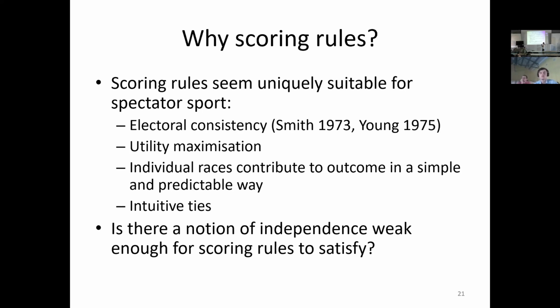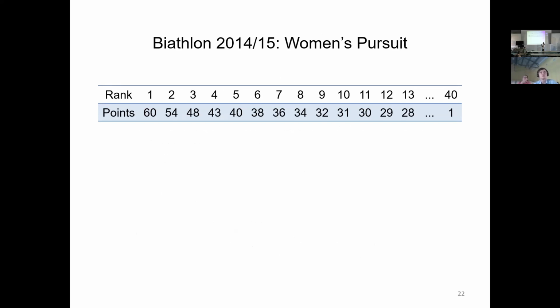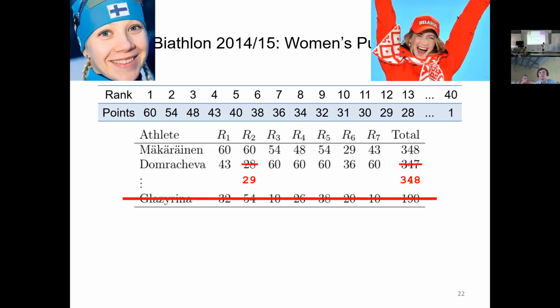To motivate this notion, we shall play devil's advocate. We return to this event where Domracheva won after disqualification, and we will argue that this is not paradoxical. This is in fact exactly what should happen. Why is this? Well, the key is race 2. In this race, Makarenian did well, she came first, but Domracheva did very poorly. There must be a reason for this. Maybe it was windy, maybe it was cold, maybe it was hot. But for some reason, under these conditions, Makarenian could perform, Domracheva could not. Makarenian is a more rounded athlete, and she deserves to be rewarded for that fact.